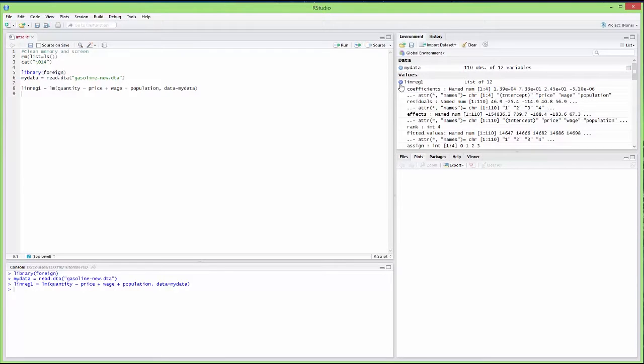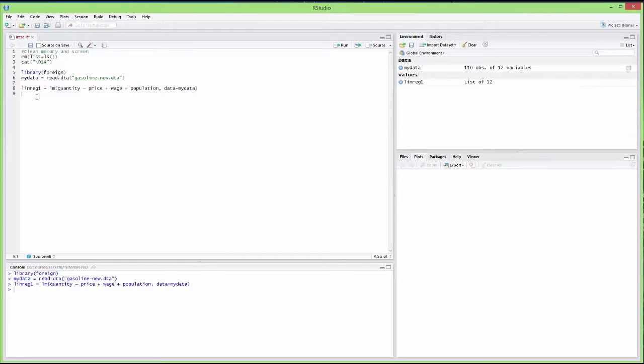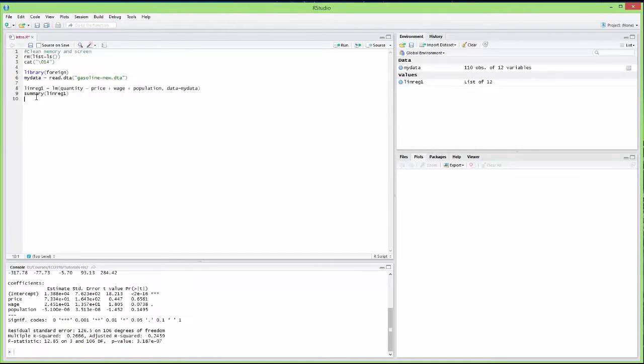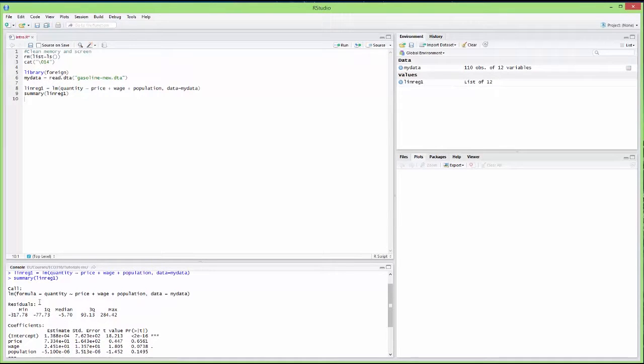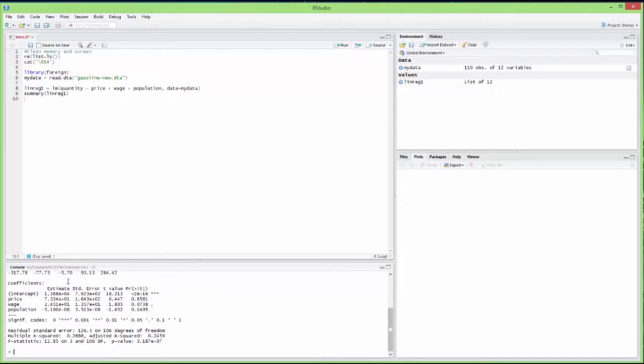It's not very readable right now, but I can have a summary for it. So I'm going to ask for a summary of linreg1. And here I see the output. So I have some data about the residuals from the regression. And I also have the estimated coefficients. So the intercept is about 1,400. And I have the effect of the price, the effect of the wage, and the effect of the population.